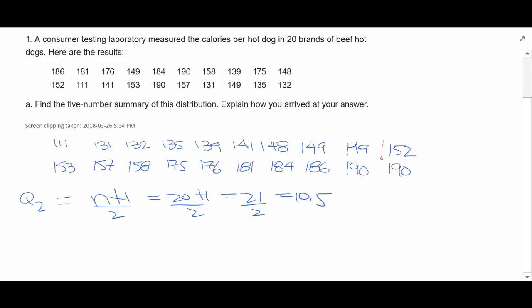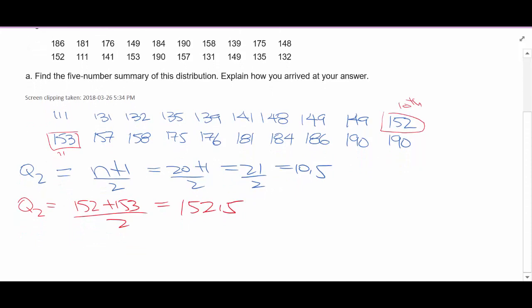So here's the 10th term, here's the 11th term, and so it's going to be the average of those two. So Q2, the median, is going to be 152 plus 153 over 2. So the median is actually 152.5. So now I need to find the first quartile, Q1.